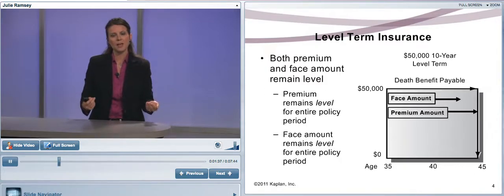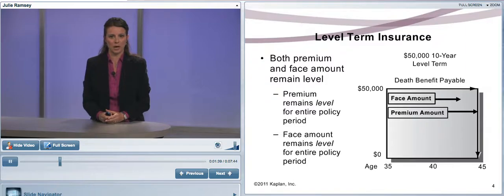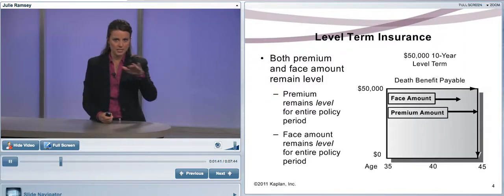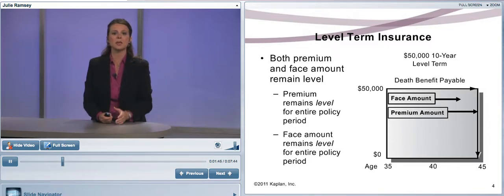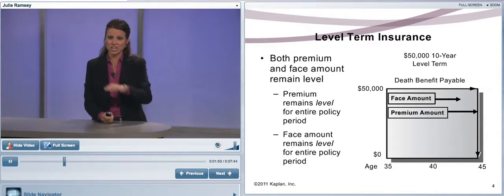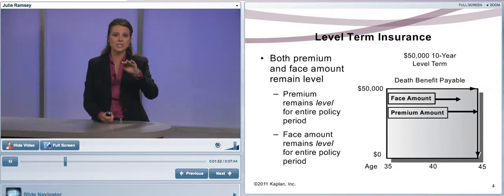For example, let's say that you have a 10-year term policy. All right, the premiums stay level for 10 years, the death benefit stays level for 10 years. In our example, we've got a $50,000 death benefit. That death benefit doesn't change. It stays $50,000 for 10 years.